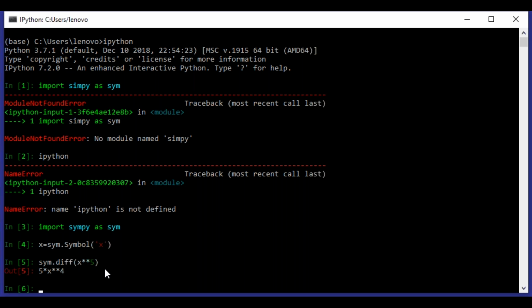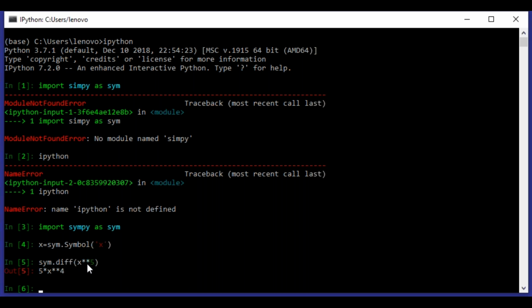Okay, hope that you have got this. We can find the derivative of a function. Here the function we have taken is f of x equal to x raised to 5, and its derivative is determined as 5x raised to 4.